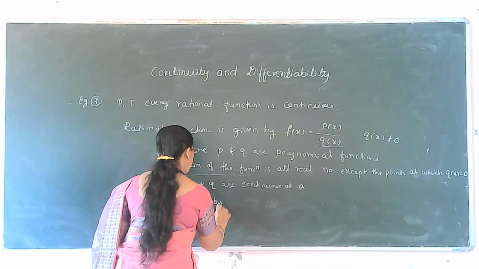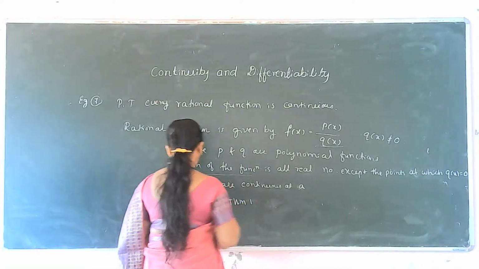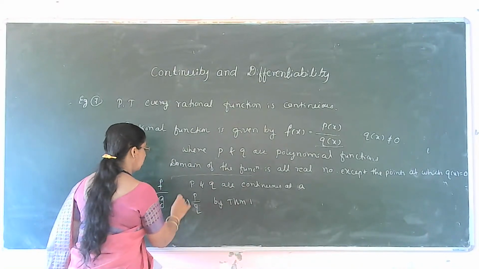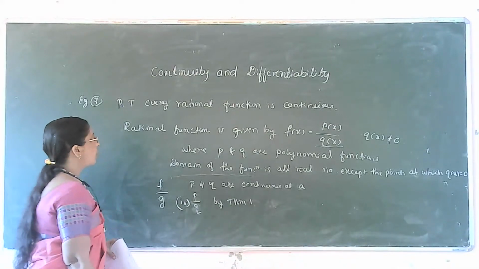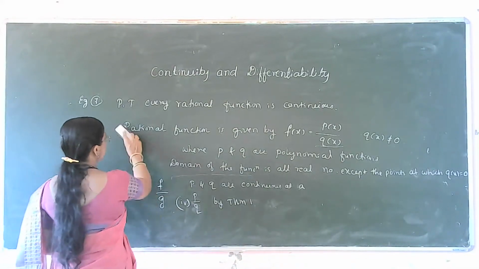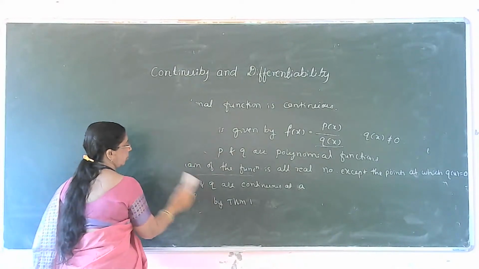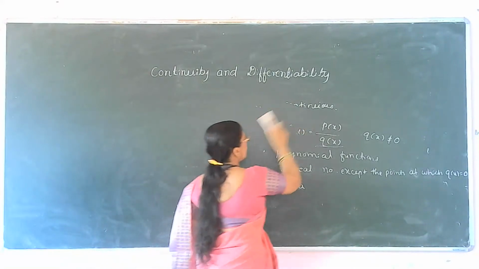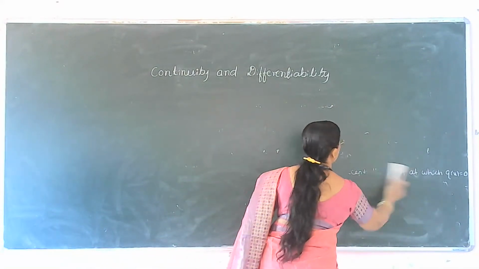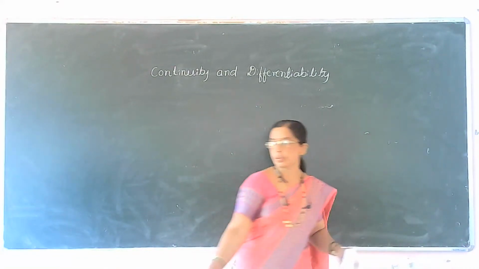By theorem 1, we can prove that rational functions are continuous functions. Now, we shall solve some problems in exercise 5.1.